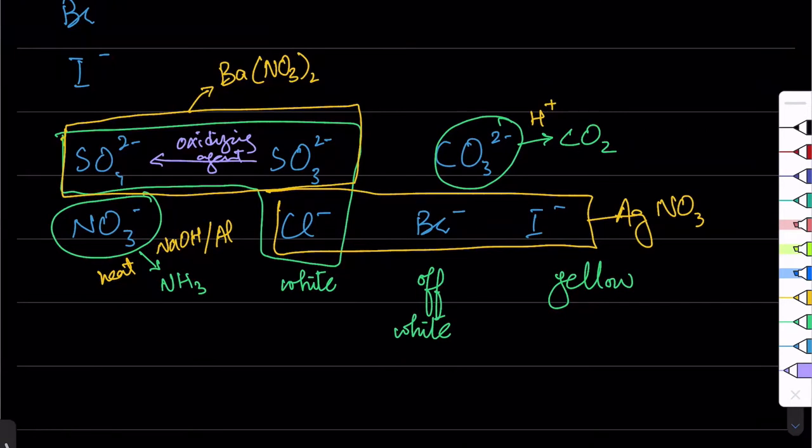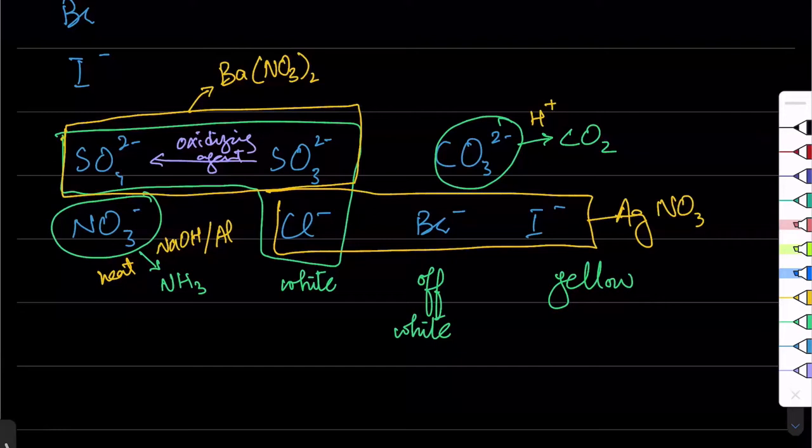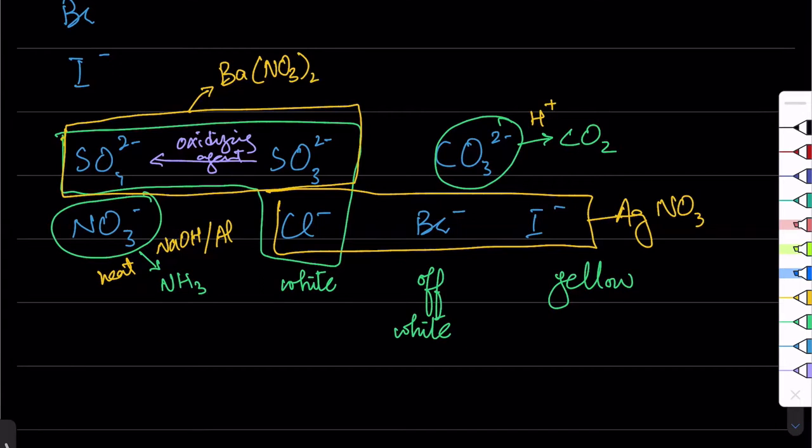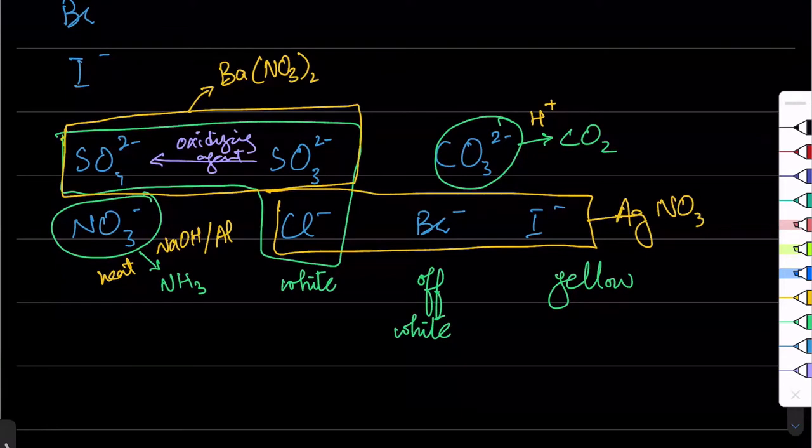So, let's recap. One is going to give us gas with acid. Which one? Carbonate. One is going to give us gas with alkali. Which one? Nitrate. Three are going to give us precipitate with silver ion. Halides. Two of them are going to give us precipitate with barium ion. Sulfur wale dono, yani sulfate and sulfite, barium ke saath, aur silver ke saath, halogen wale saare.